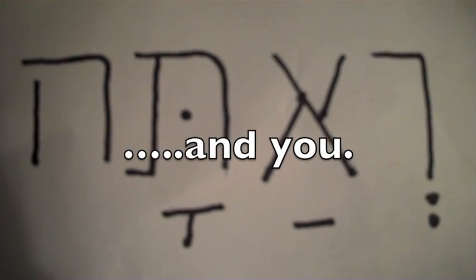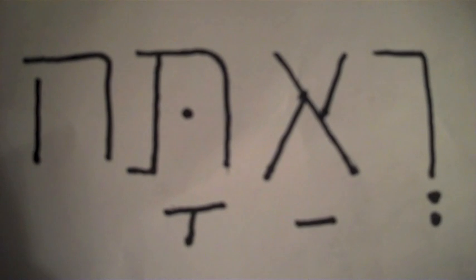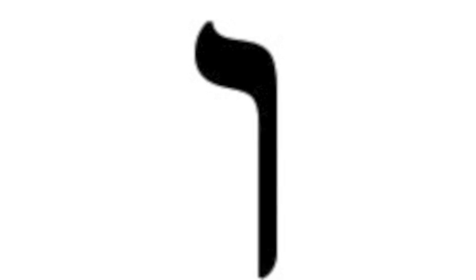So let's review the two letters again. The tet makes the t sound as in taco, and the vav makes the v sound as in very.